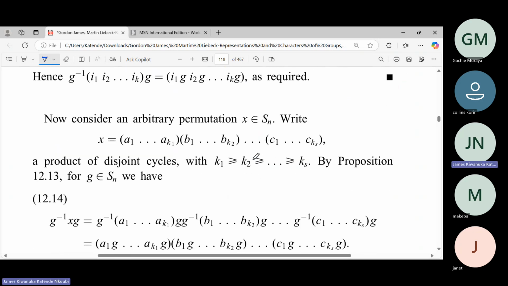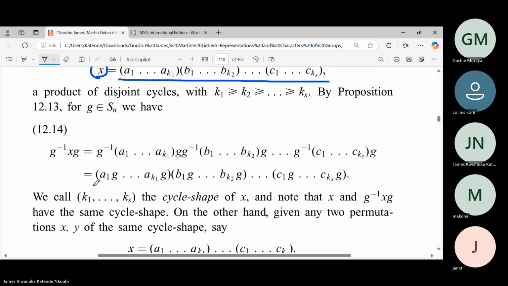Now, the other thing we learned is that any permutation in Sn is a product of disjoint cycles, right? So again, you can show that if k1, k2 up to ks are the lengths of the cycles, the factors that are here, their lengths are k1, k2 up to ks. So again, anything conjugate to x will have the same cycle shape. You can show that. That's what is shown next. Using the same ideas, now you just plug in this identity element in between.